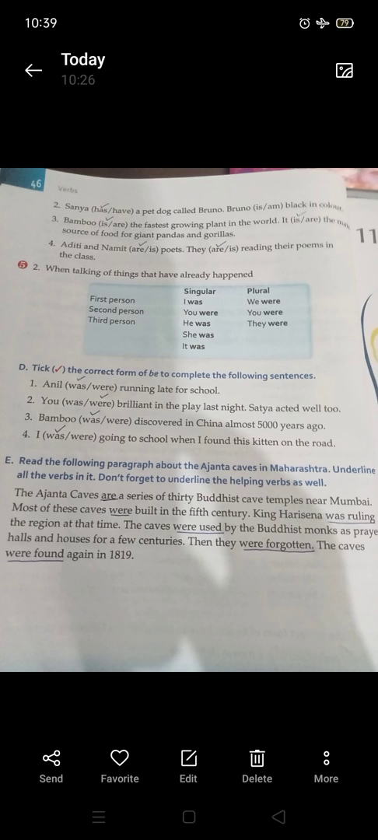The Ajanta caves are a series of 30 Buddhist cave temples near Mumbai. Most of these caves were built in the 5th century. King Harisena was ruling the region at that time. The caves were used by the Buddhist monks as prayer halls and houses for a few centuries. Then they were forgotten. The caves were found again in 1819. So we have to underline are, were, was ruling, were used, were forgotten, were built. All those are verbs.